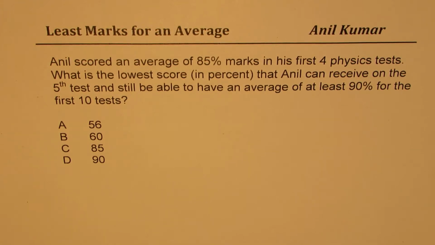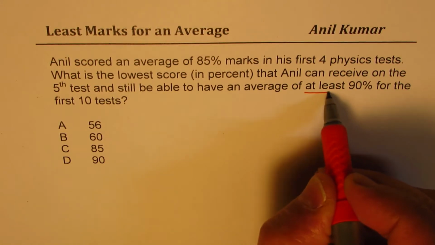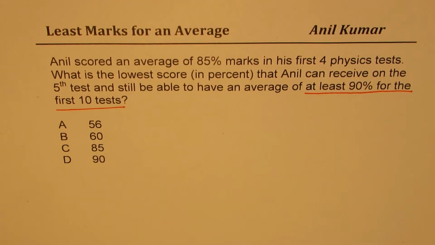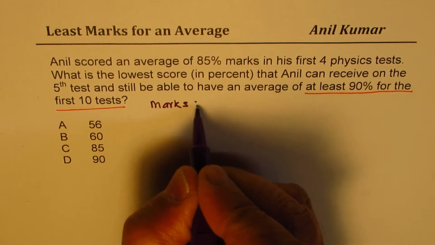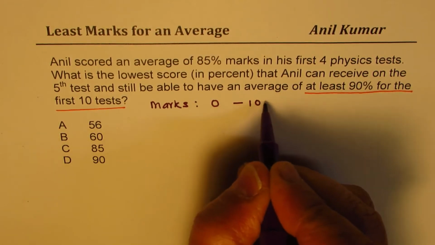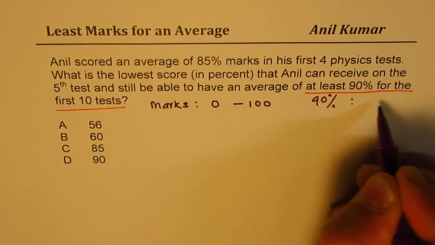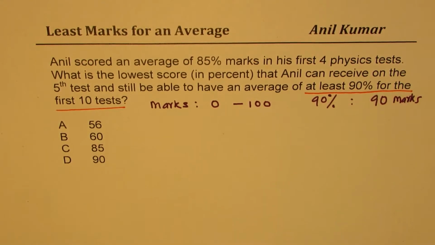Now let's try to understand the question exactly. We need to maintain an average of at least 90% for the first 10 tests. So what we will assume here is that the marks are from 0 to 100, both included. So when we say 90%, we'll say 90 marks, right? So we'll work like this.